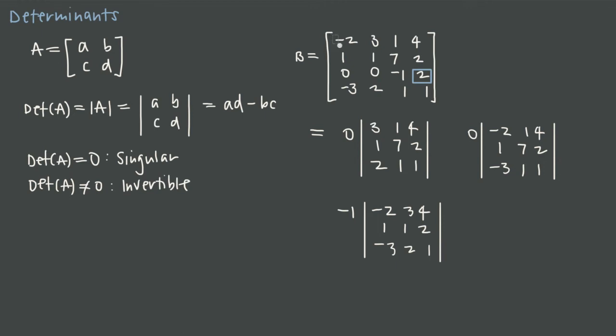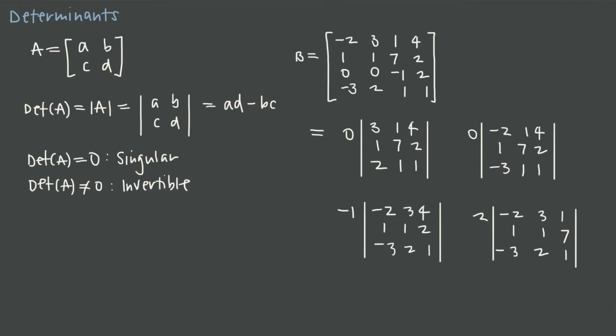And so then I'm going to take this and this. And so then my final determinant will be the positive 2. And then here, negative 2, 3, 1, 1, 1, 7. And then negative 3, 2, 1. So now we have all 4 determinants.